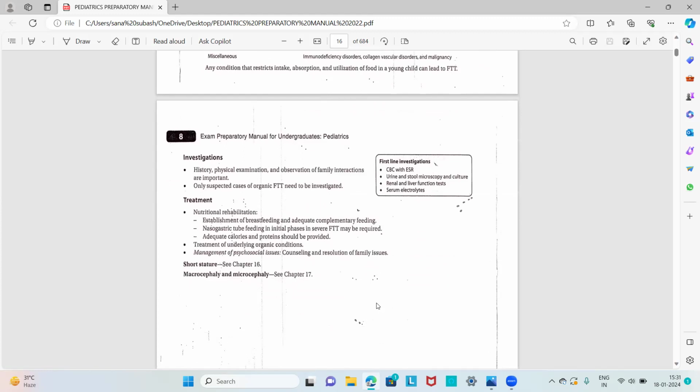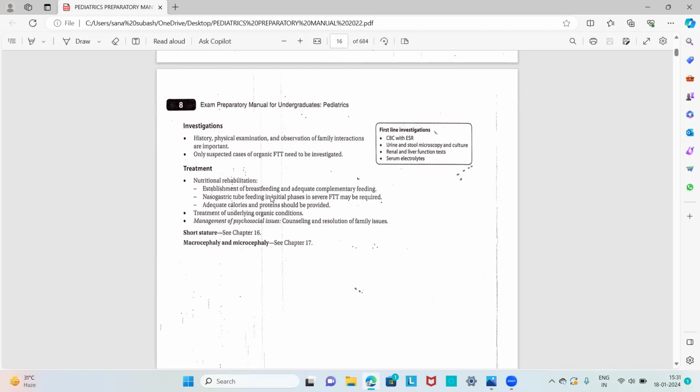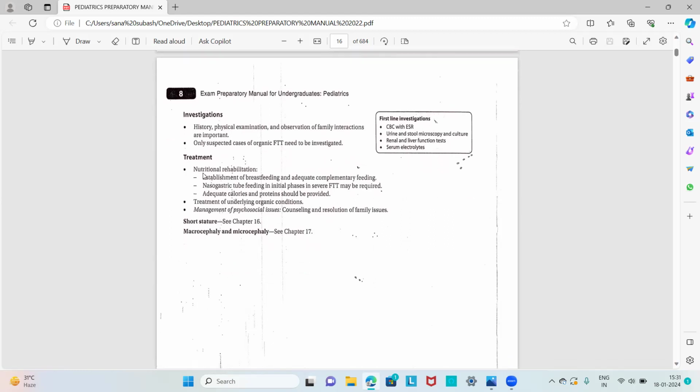The next heading is the treatment or the management part. Most often, 80% of the failure to thrive is caused by psychosocial factors, that is, inadequate calorie provision, or emotional or psychological factors. So for adequate supplementation of nutrients, we have to go for nutritional rehabilitation, establishment of breastfeeding and adequate complementary feeding, and then nasogastric tube feeding in the initial phases, which may be required in severe failure to thrive.